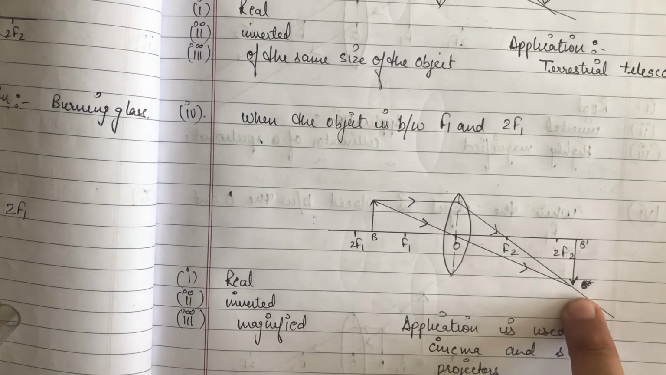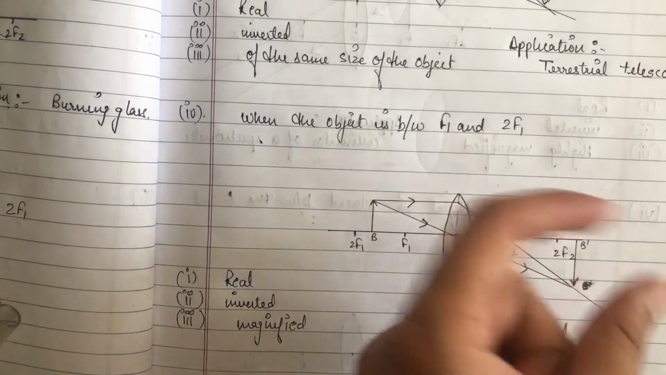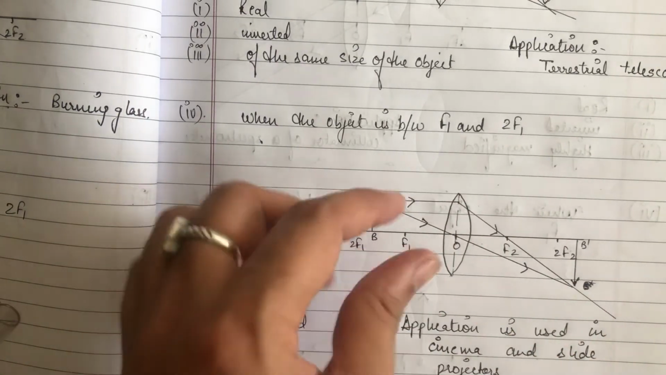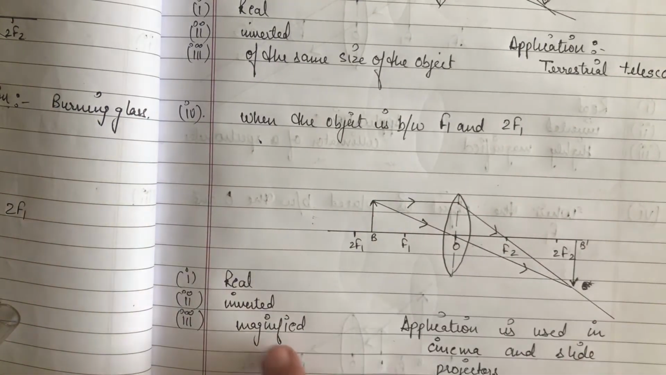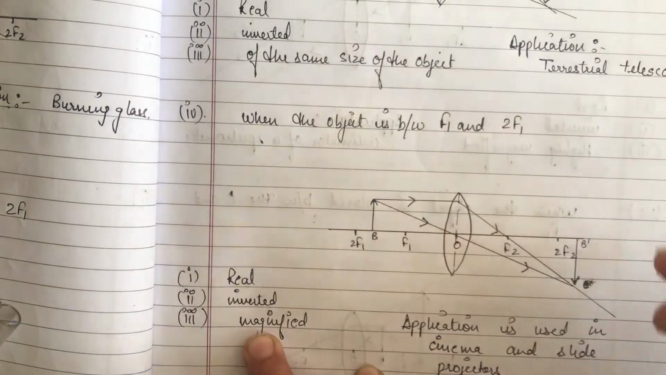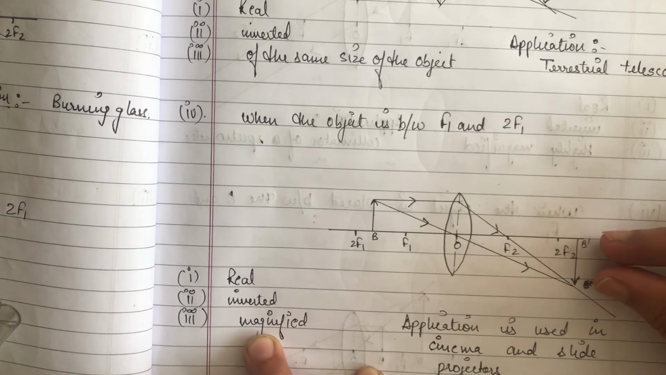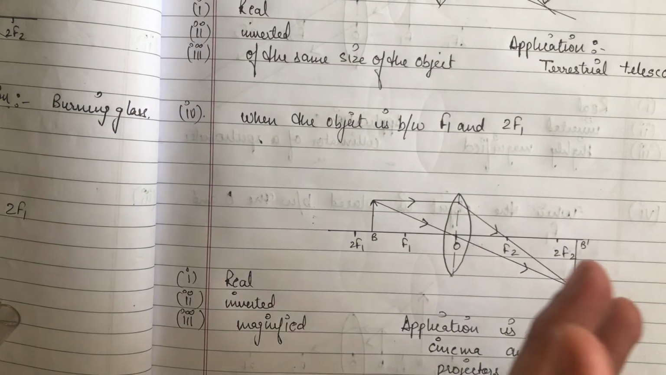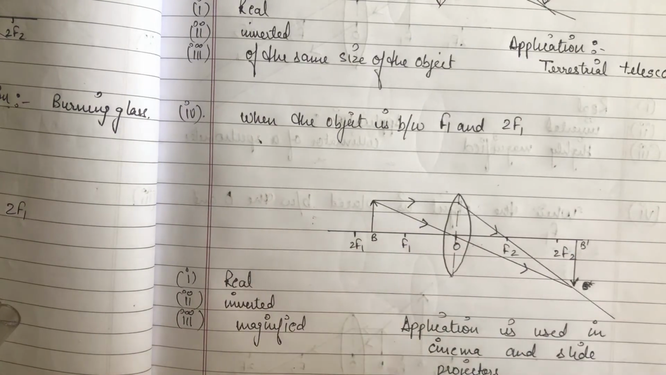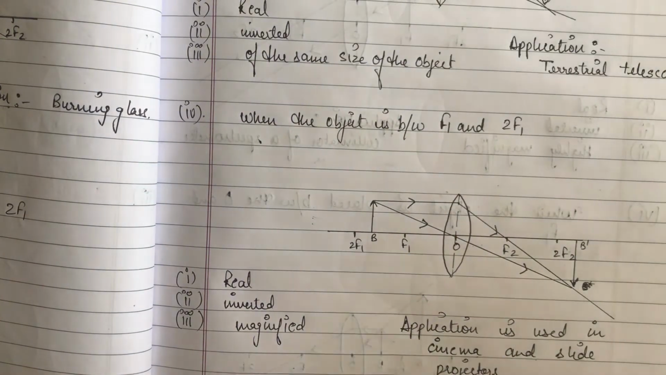Okay, so in this case again the nature of the image will be real. It is real, we know. It is inverted, you can see it is upside down, inverted. Magnified. Now magnified means the size of the object is this, the size of the image has increased, so this means it is magnified. Okay, so this is used in cinema and slide projectors. Okay, in theaters they use this kind of lens. Okay, very important, the uses are extremely important.